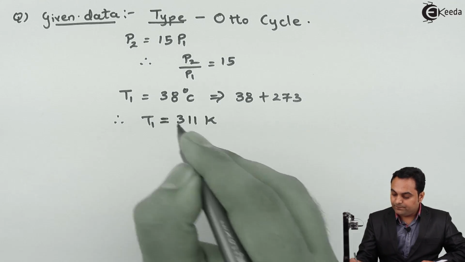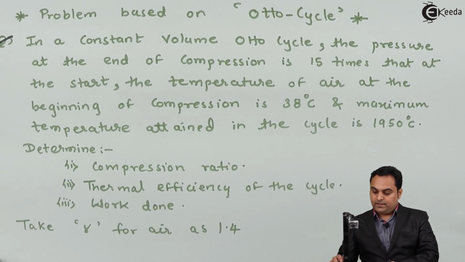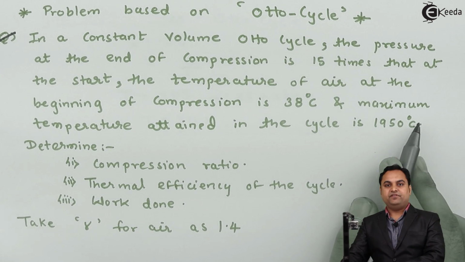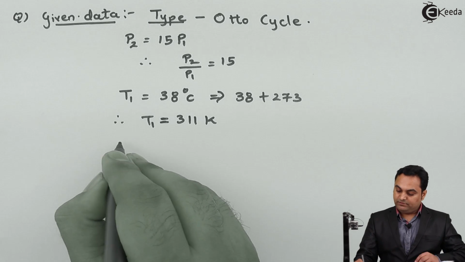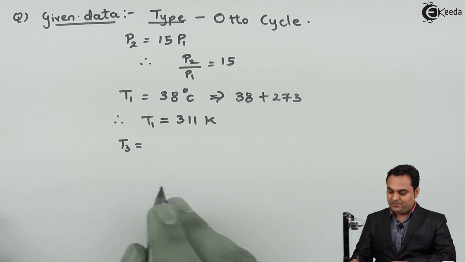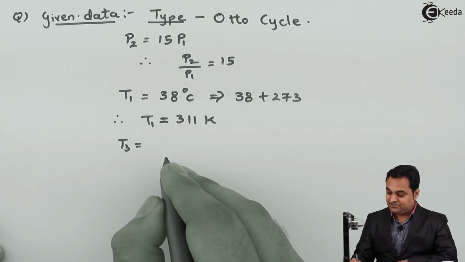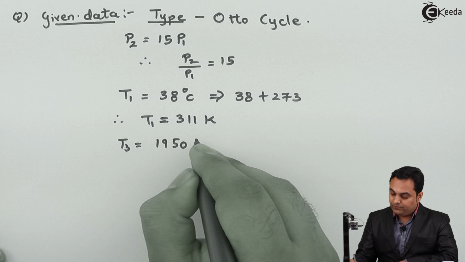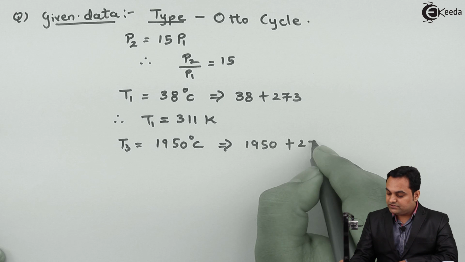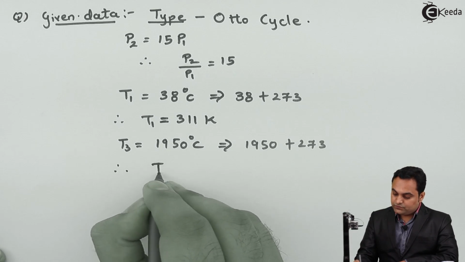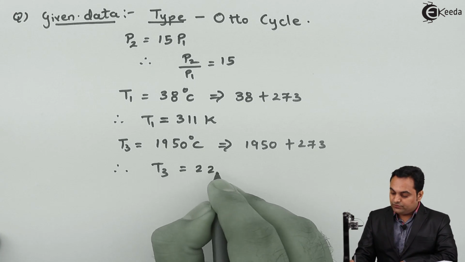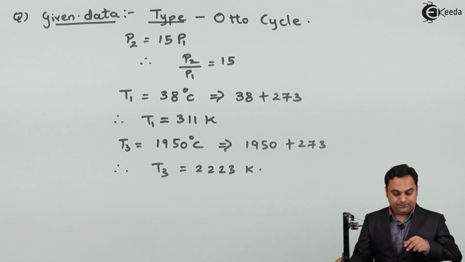311 Kelvin. Next, the maximum temperature attained in the cycle is 1950 degrees Celsius. So the maximum temperature will be T3. This I'll explain once I draw the PV and TS diagram, how it is T3, the maximum temperature. So 1950 degrees Celsius, it will be 1950 plus 273. So T3 value will be 2223 Kelvin.